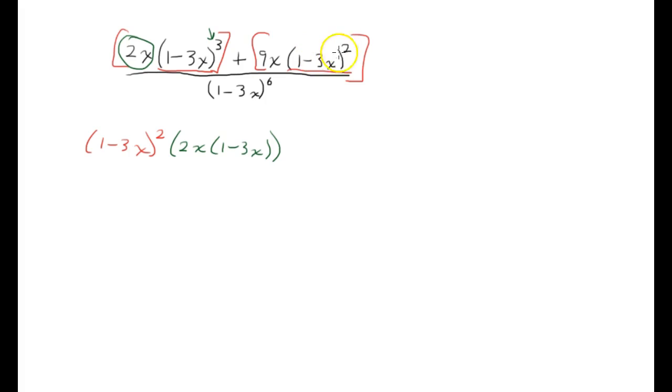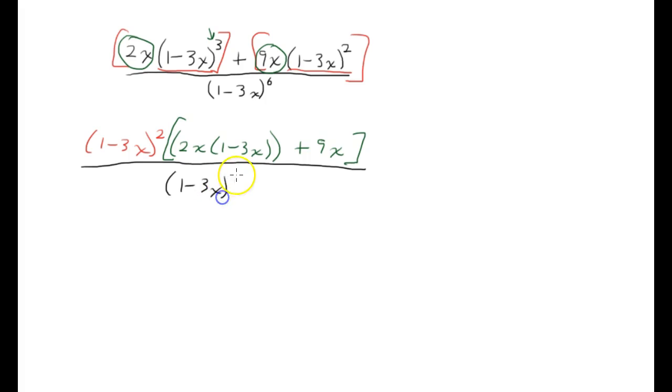And then over here, the 1 minus 3x squared is being multiplied by 9x. So I'll say plus 9x. And I better put this in brackets. So that's what we have in the numerator. All I've done is factored out this couple of factors of 1 minus 3x squared out of each term. And again, it's easy to see that it was multiplied by 9x. It was also being multiplied by 2x and another 1 minus 3x up here. All right, the denominator will leave as 1 minus 3x to the sixth power.